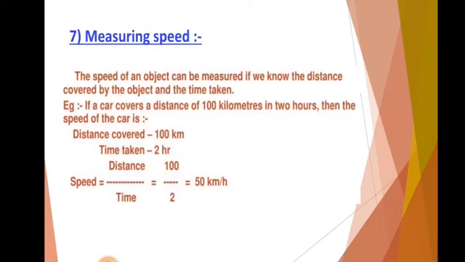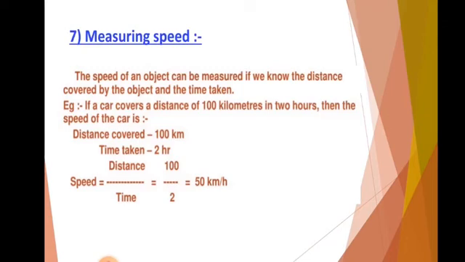So now that we know all the formulas, we can do various numericals based on these. The speed of an object can be measured if we know the distance and the time. Similarly, distance can be measured if we know the speed and the time, and time can be measured if we know the speed and the distance.